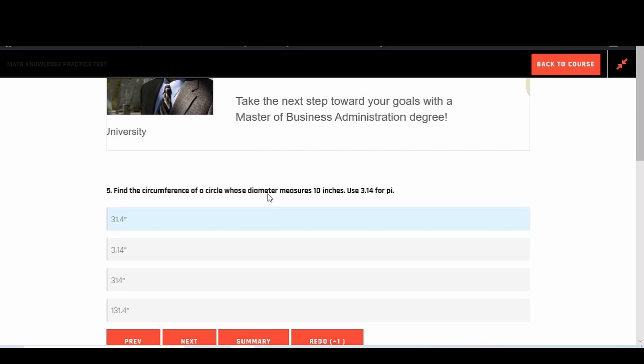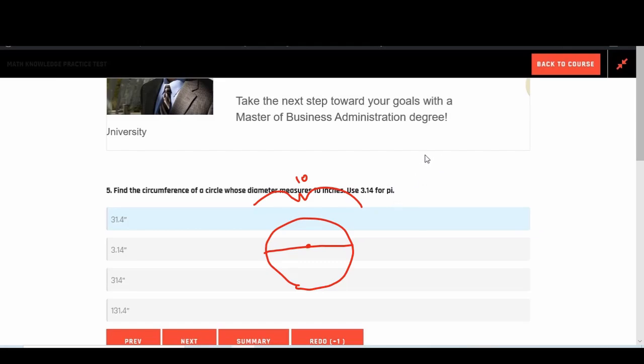Alright, number 5 says find the circumference of a circle whose diameter measures 10 inches. Use 3.14 for pi. So we have some circle. The diameter is the full width of the circle, and we know that that full width is 10.